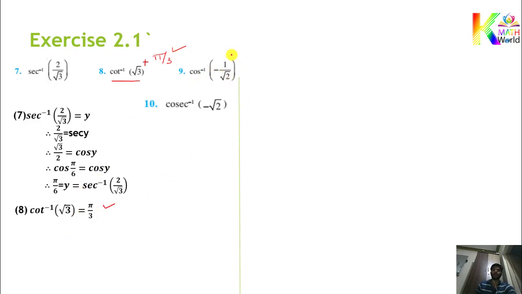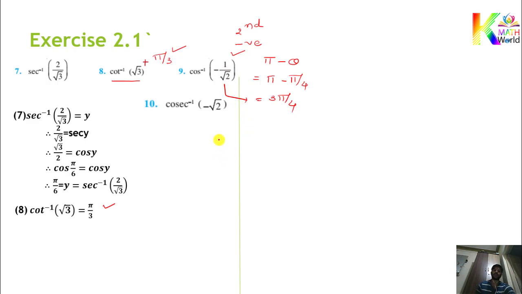Same way, here you can see a negative value is there, and a second group function. Second group function, negative value, so from the second quadrant we can write. What is the structure format? Pi minus theta. So pi minus, forgetting the minus sign, 1 by root 2. What is the value of 1 by root 2 in terms of cos? Cos pi by 4, so you get pi by 4. Okay, so 4 pi minus pi, that will be 3 pi by 4. So the answer you got directly is 3 pi by 4.